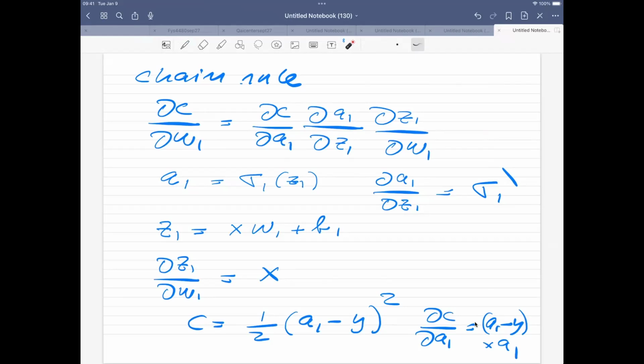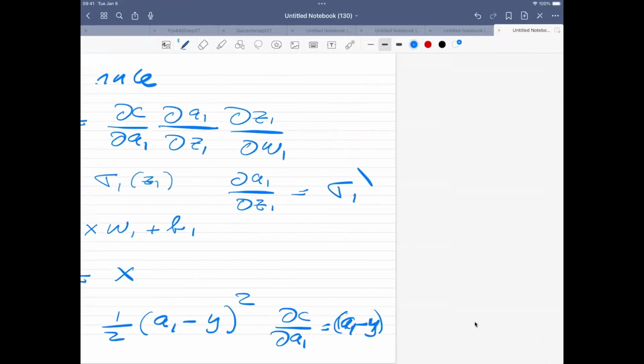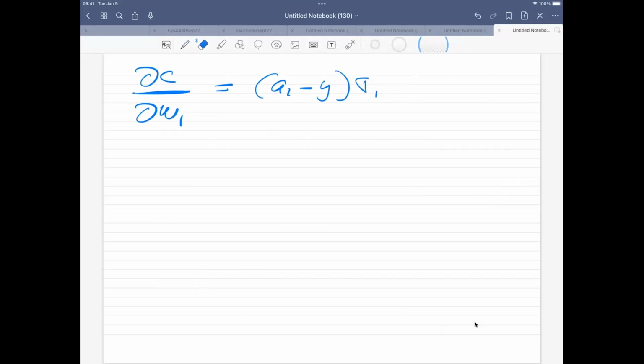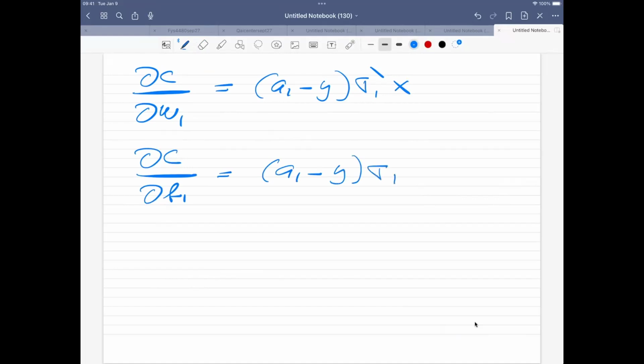So if I collect everything now for this specific case, what I end up with is, sorry, not an A1 here, I did something wrong. There's just an A1 minus y. Sorry for that. Then what I get for this dC over dW1 is A1 minus y multiplied with the derivative of sigma 1, and multiplied with x. If I take dC over dB1, this is going to be equal to A1 minus y times the derivative of the activation function.